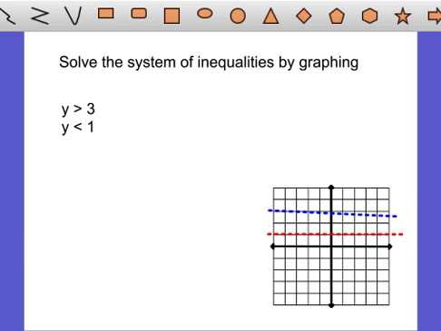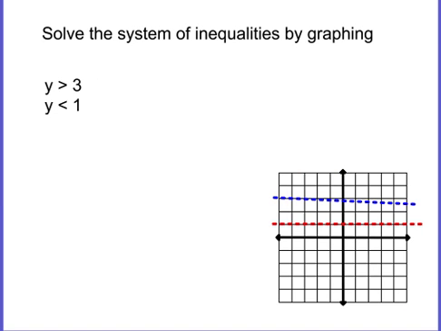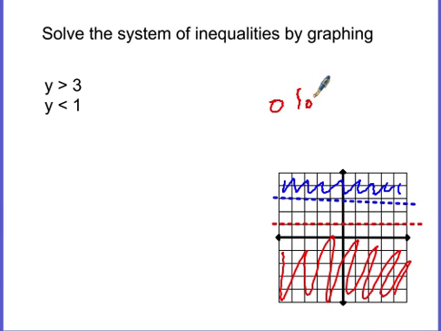So y is greater than 3 is up here, and y is less than 1 is down here. So 0 solutions once again, right? Okay, is that making sense? I feel like we went through a lot of examples, but I wanted you to see how to do them.